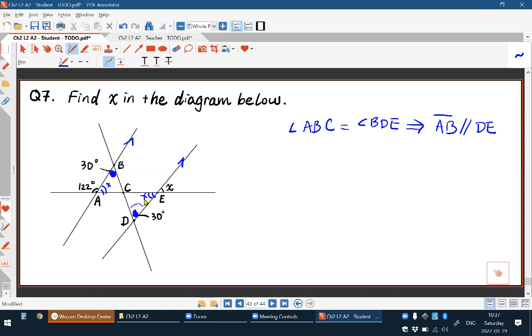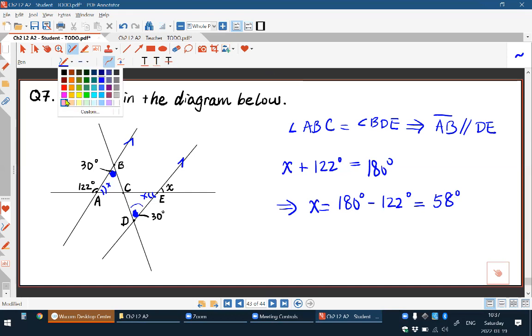alternate interior angles, right? So that means x plus 122 degrees must equal a straight angle, which is 180 degrees. That gives us x is 180 degrees minus 122 degrees, which is 58 degrees, right?